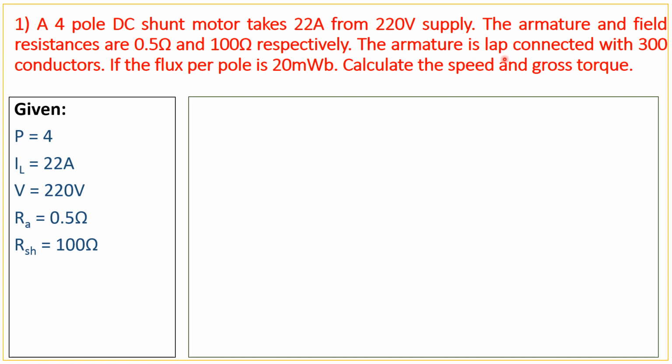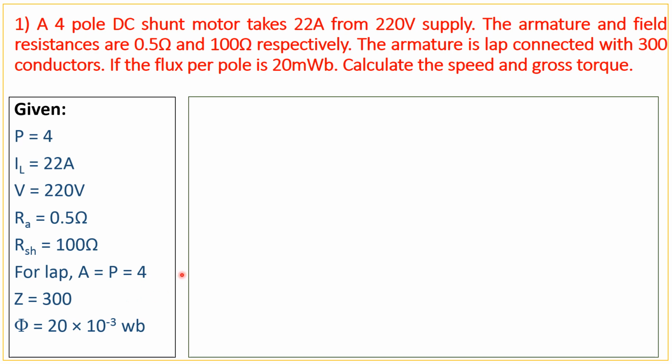The armature is lap connected with 300 conductors. So for lap, A is equal to P, and we know that P is equal to 4 here. With 300 conductors, therefore Z is equal to 300. If the flux per pole is 20 milliweber, that is phi, flux per pole, phi is equal to 20 into 10 to the power minus 3, because it is milliweber. So calculate the speed and torque. I have got the given data and noted it here.